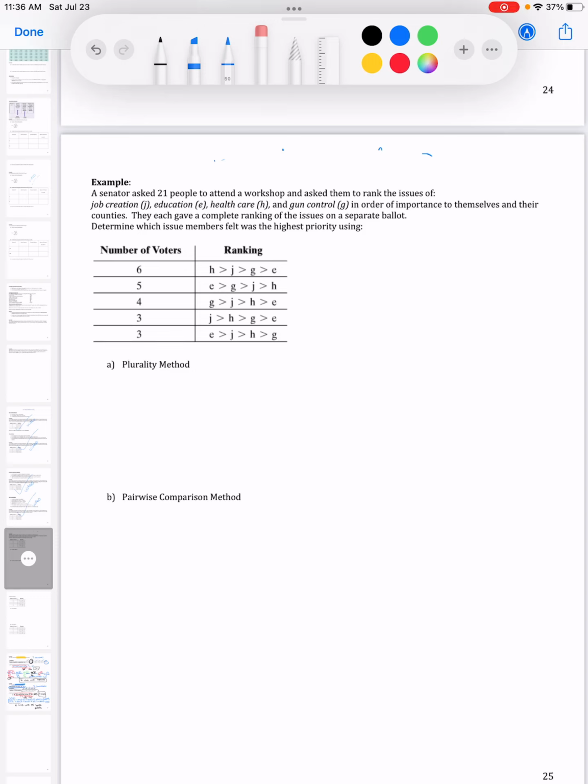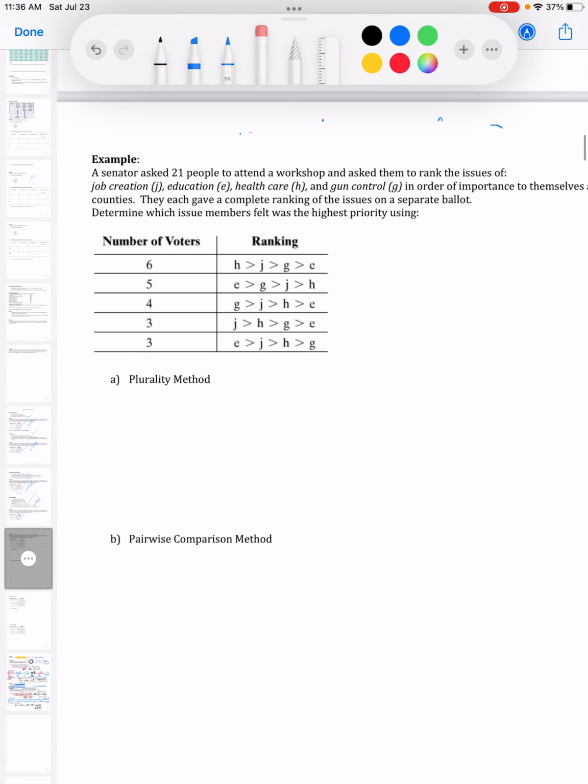So I've got another example of plurality, pairwise, Hare, and Borda here. I've got a brand new chart. This one does have more on it, but I want you guys to give this a shot. Just real quick before you jump into it, we've got 4 different candidates that people could vote for: job creation, education, healthcare, and gun control. And we've just labeled those with their letters. So J stands for job creation.